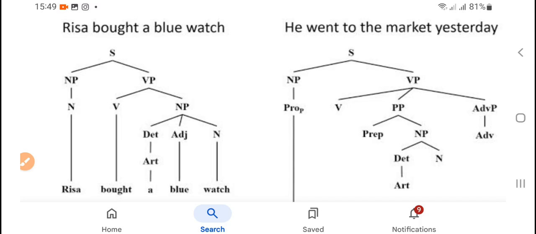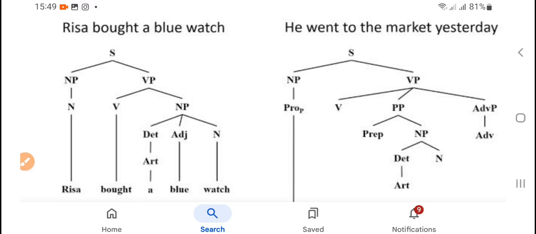So blue watch, imagine, right? So that's a watch whose color is blue, right? So imagine blue is an adjective, because it describes watch. So now I think you will be in a better position to analyze. So you bought a watch, blue watch, right? Now the sentence's first branch is you, because you are the doer. So the noun phrase is Risa.